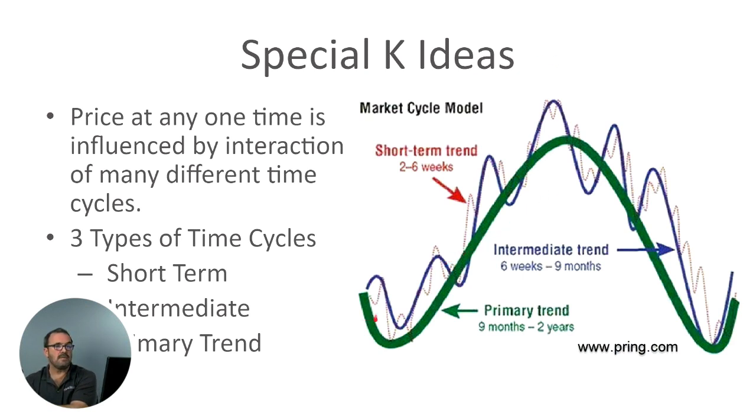As you can see here, you've got a primary trend, which is 9 months to 2 years. It's got an intermediate trend, which is 6 weeks to 9 months, and a short trend. And it fuses these, if you will, to make one indicator that can give you a more immediate representation of when a buy or sell opportunity might occur. And let's show that here.